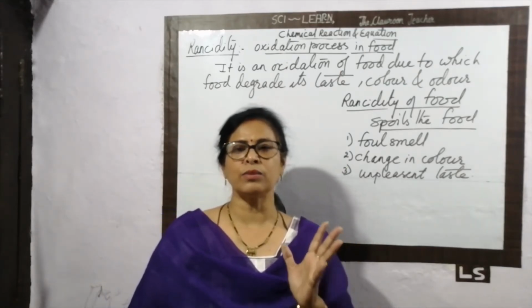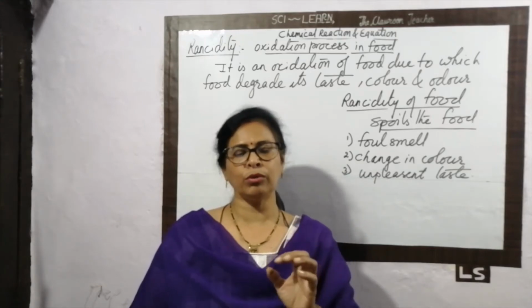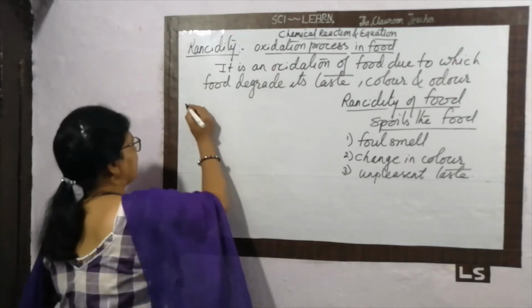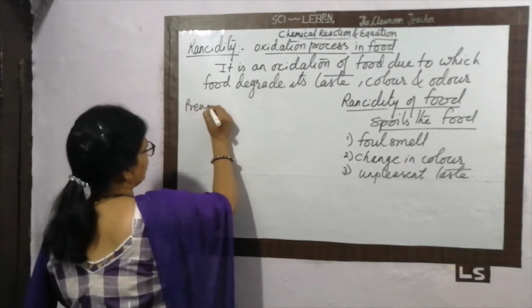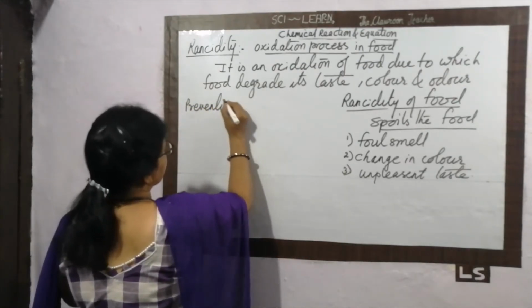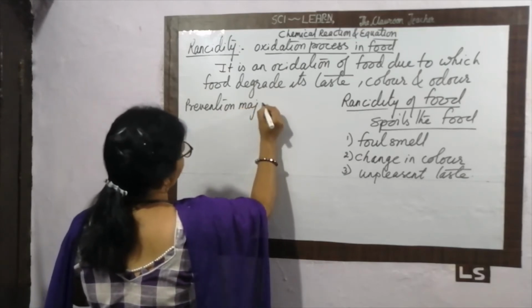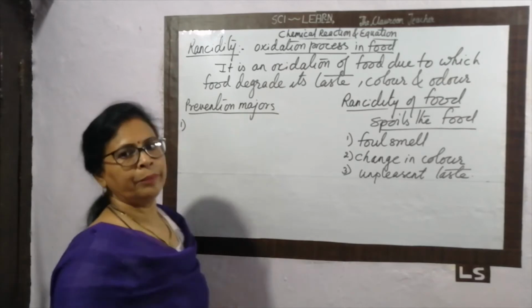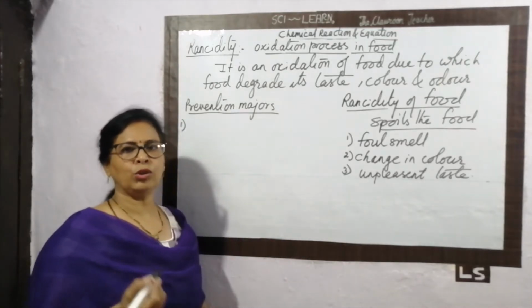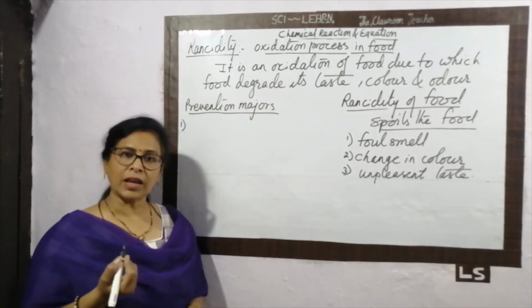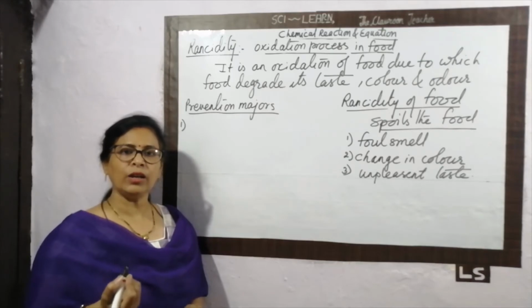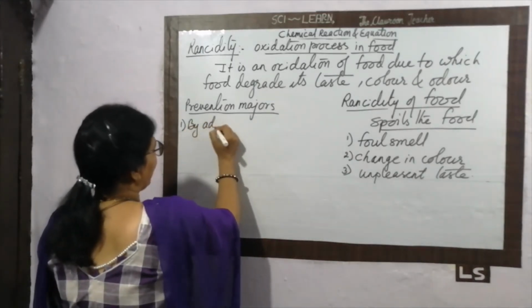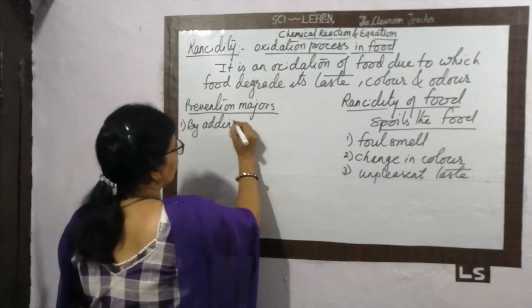So what are the various ways by which we are able to prevent our food from rancidity? Those are the prevention measures. What is the first one? We have to use some chemicals, and the chemicals are called antioxidants. So the first prevention method is adding antioxidants.